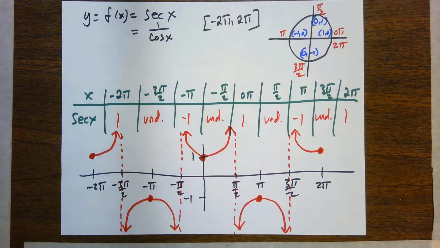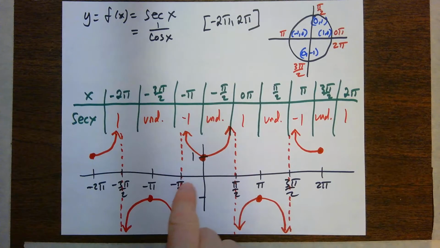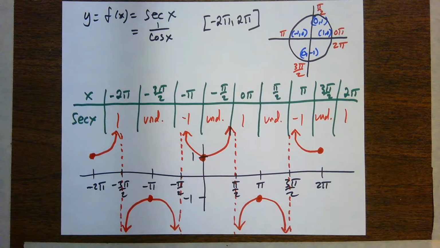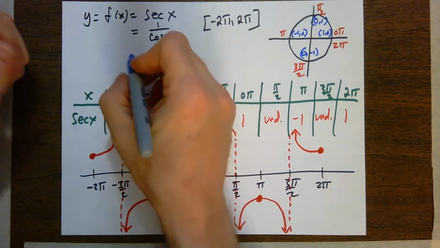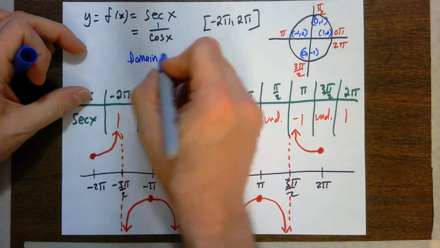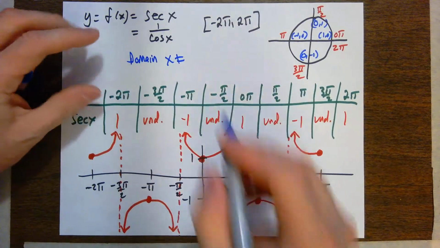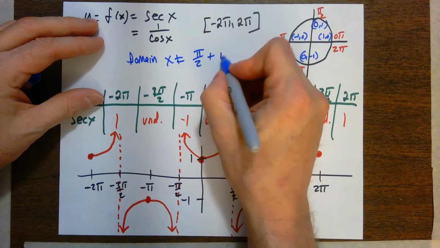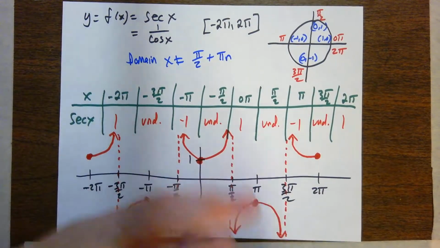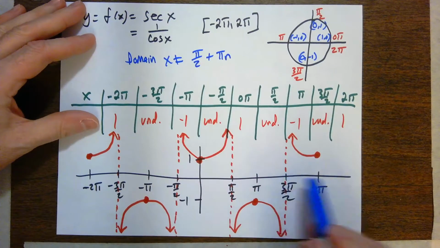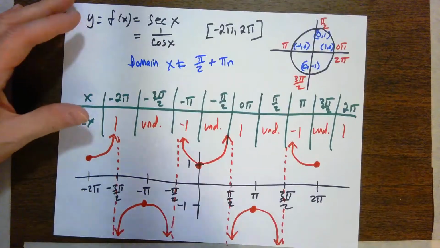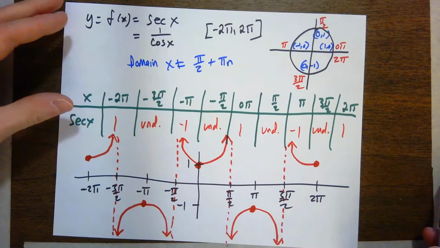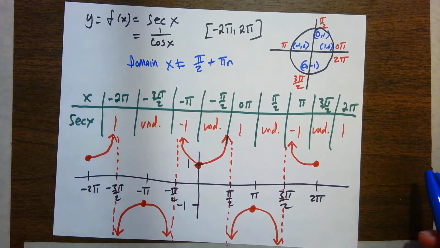None. What's the domain? Is it all real numbers? No, there's a bunch of restrictions. Pi over 2, 3 pi over 2, negative pi over 2, negative 3 pi over 2. So my domain, the x's cannot equal pi over 2 plus pi n. So pi over 2 plus every pi after that, or minus every pi after that. That's my domain restrictions. My domain cannot equal that.